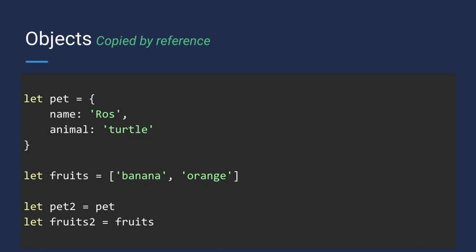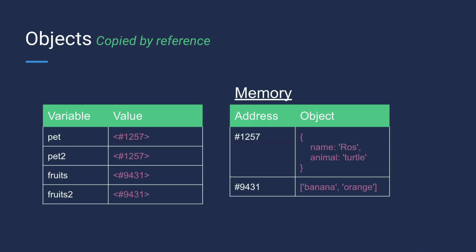When a variable is assigned object type data, it doesn't contain the actual data itself, but rather a reference to the memory where the data is stored. Notice here that pet and pet2 contain the same values. That is the reference to the location of the object in memory. Accordingly, fruits and fruits2 also contain the same address for the array in memory.